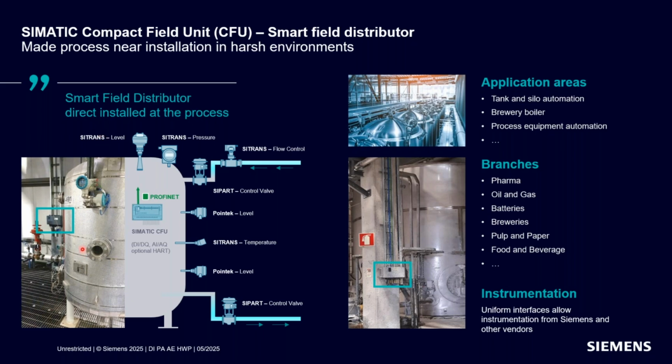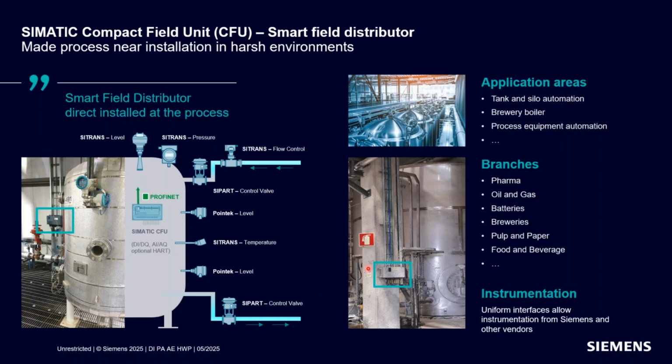Here we see the water tank and the instrumentation related to it. We could have a measurement of pressure, level, maybe also temperature, and we could have a flow control. All this instrumentation related to the water tank is directly installed at the CFU, marked on the left side. So you have very short field wiring between the instrumentation and the CFU, and the connection to the NOS, to the controller, is done via Profinet from the CFU to the NOS.